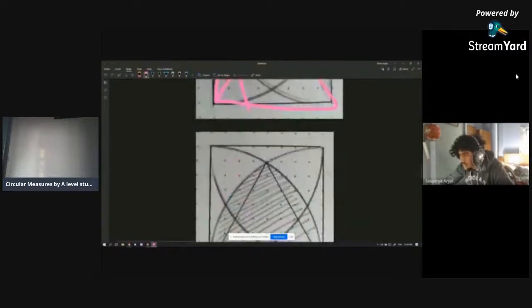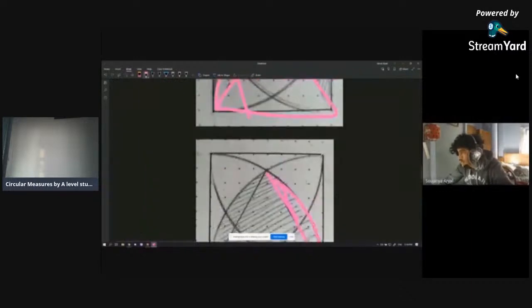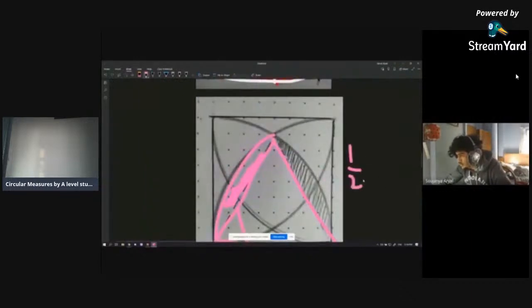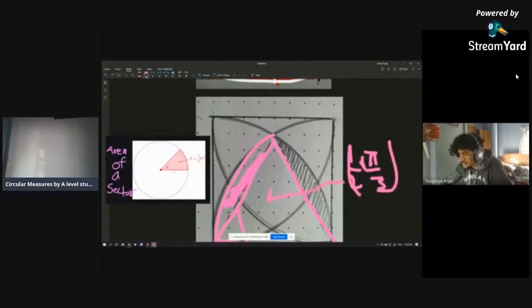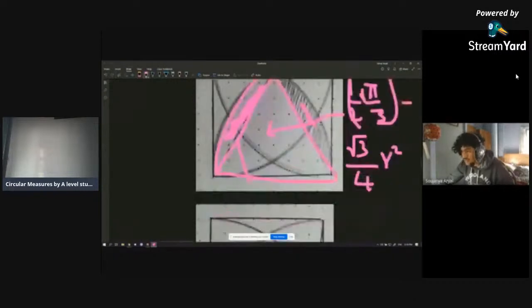So now we have the area of this small portion. This will be 1 by 2 r squared theta, which was the area of this sector, right? Subtracting the area of an equilateral triangle, which is root 3 by 4 a squared, where a is the radius, so we'll just use r for now. This will be the area of the small portion over here.